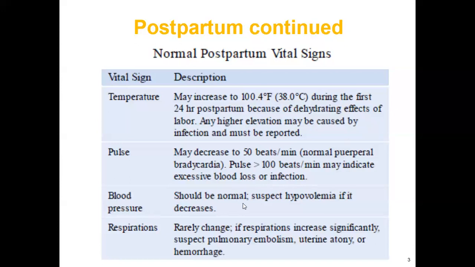Blood pressure should be normal. Suspect hypovolemia if it is decreased, and hypotension occurs. Blood volume reduces, blood pressure reduces. Respiration is very uncommon to change. If respiration increases significantly, suspect pulmonary embolism or uterine atony and hemorrhage.